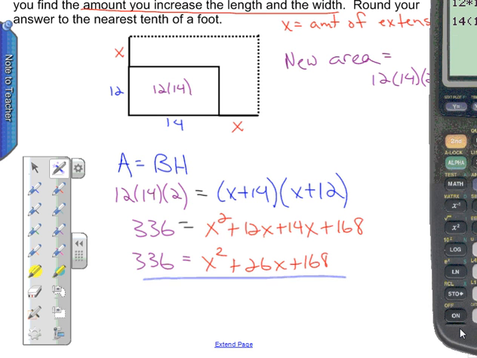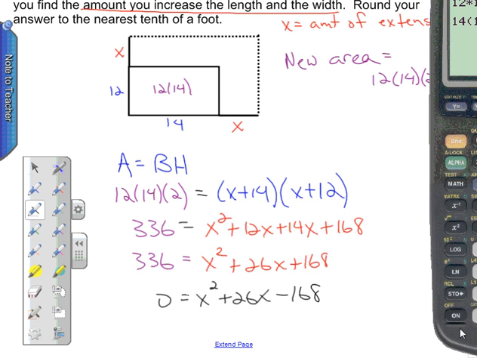Again, I kind of run through the battle plan. I'm not going to be able to work backwards with the square root because I have a squared and a linear term. I can't use the zero product property as is because it's not factored. And that takes me to take a look at this. Well, this is kind of general form, but it's not equal to 0, so I need to adjust that by subtracting 336 from both sides. And that is going to give me 0 equals x squared plus 26x minus 168, I believe.